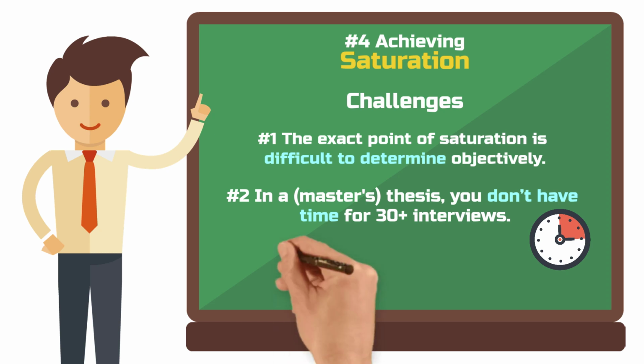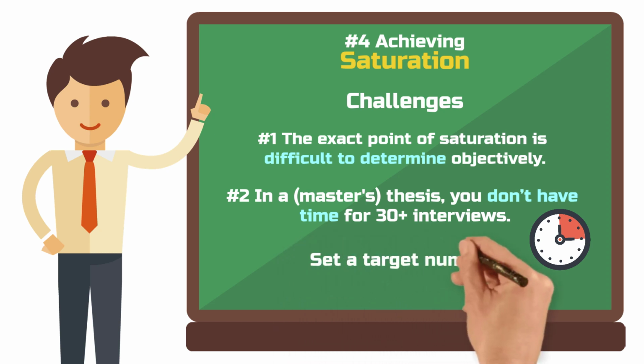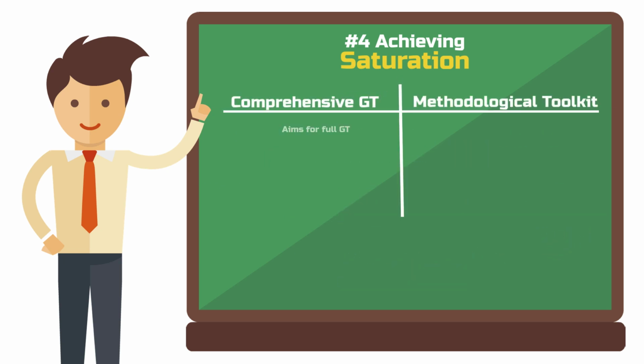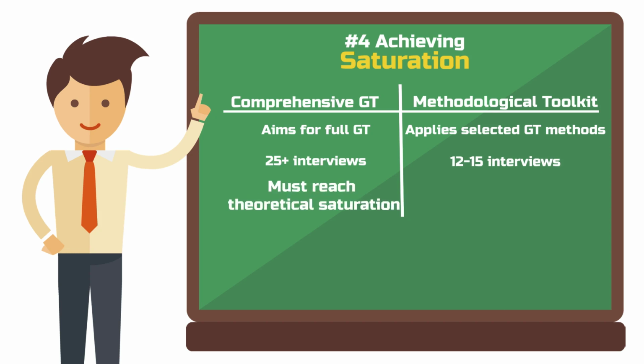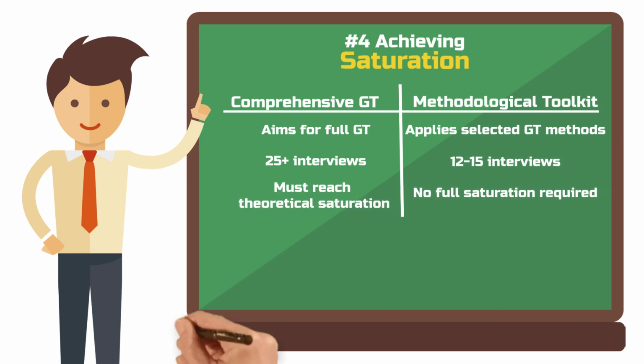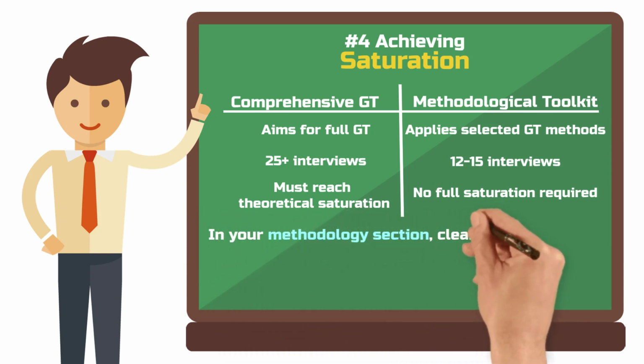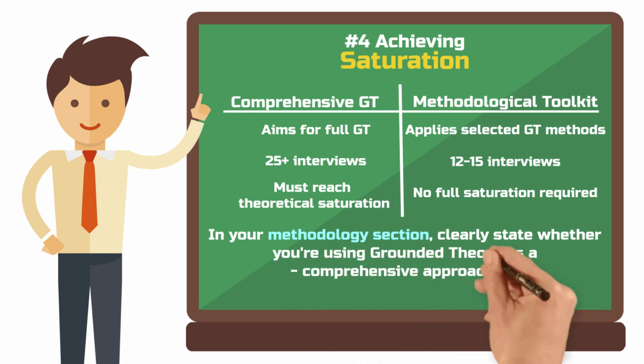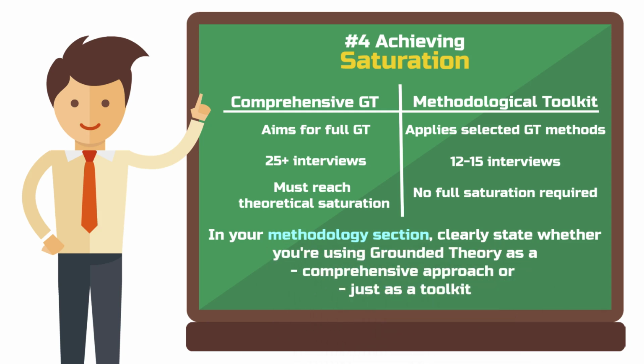In this case, it is perfectly acceptable, after consulting with your advisor, to set a target number of interviews and stick to it. For a fully comprehensive grounded theory study, the standard 12 to 15 interviews in a master's thesis are usually insufficient. Therefore, it is essential to clearly define in your methodology section whether grounded theory is being used as a holistic approach or merely as a methodological toolkit without aiming for a fully developed grounded theory study.